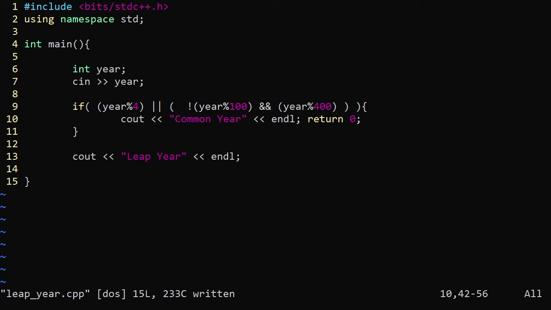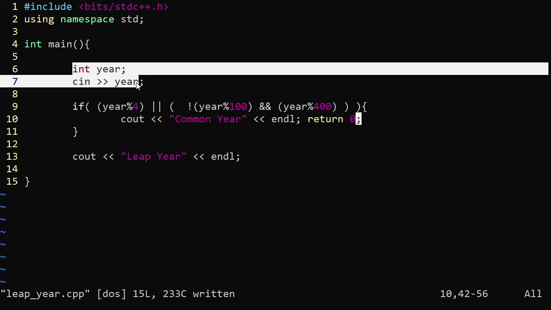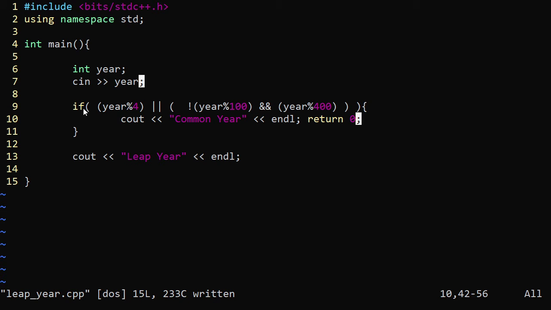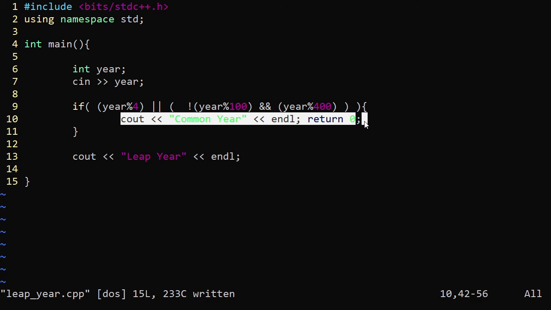This if statement has the OR operator in the middle. We first read the year, of course, and we evaluate with this if statement whether it is a common year or not. So if this parenthesis is true or this parenthesis is true, then we're going to output common year.